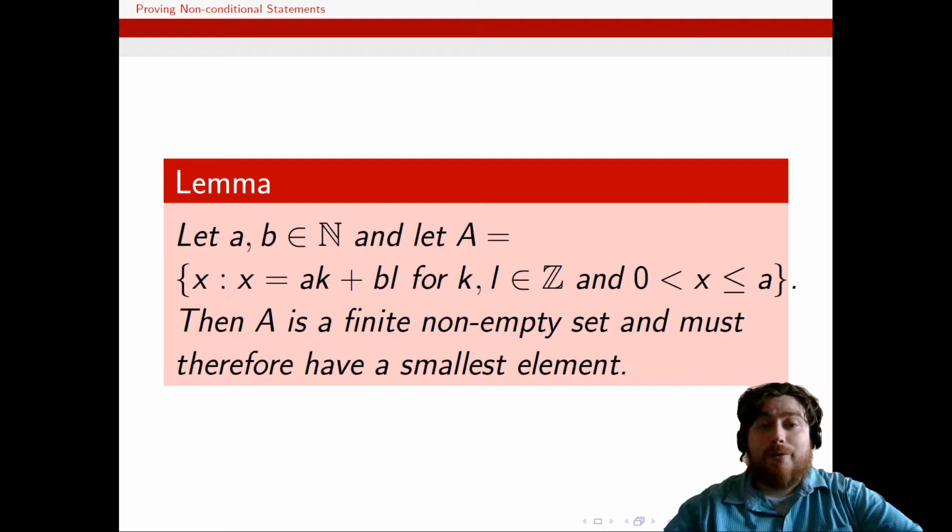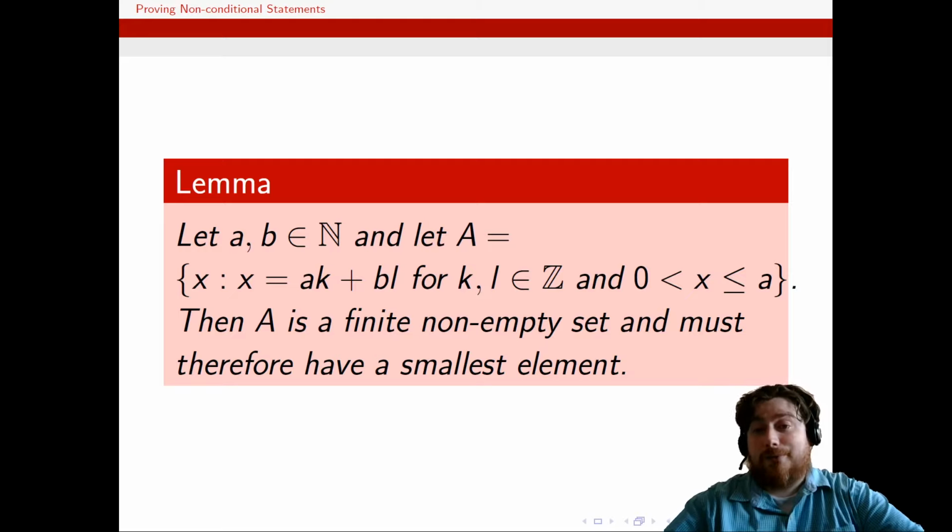So if I find all the things that look like this, all the things that look like that I'm saying are finite and non-empty, so it has to have a smallest element. And what I want to show eventually is that my greatest common divisor will be in this set. And if I can show my greatest common divisor is in this set, then I get my theorem. But first, I'm going to show that this has the smallest element.